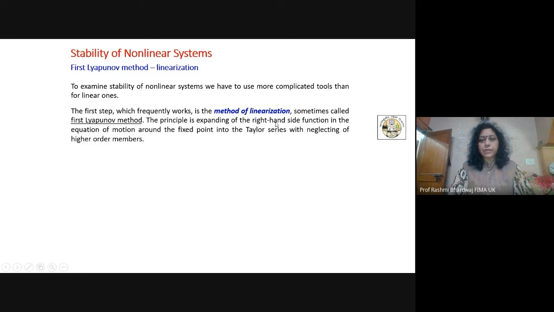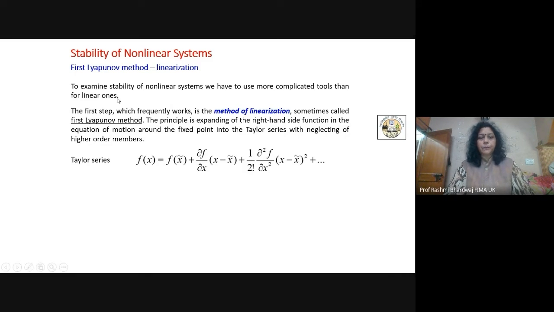The principle is expanding the right-hand side function of the equation of motion around the fixed point into a Taylor series, neglecting the higher order terms. Suppose any function is given, we are expanding it using the Taylor series around this point. This is your fixed point or equilibrium point. So it is nothing but f of x bar plus del f by del x times (x minus x bar), and like this.